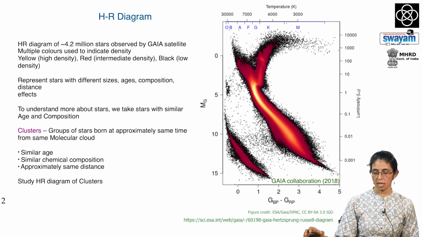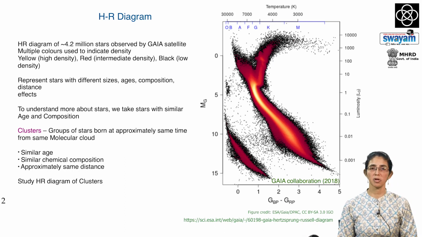In this HR diagram, as you can see, there are a number of colors because these colors represent the density of stars. In other words, it tells us which region is more populated as compared to the other regions. The main sequence band is the most populated because the yellow color indicates the maximum density, the red is the intermediate density, and the black represents the lower density regions. That means relatively fewer stars occupy these regions.